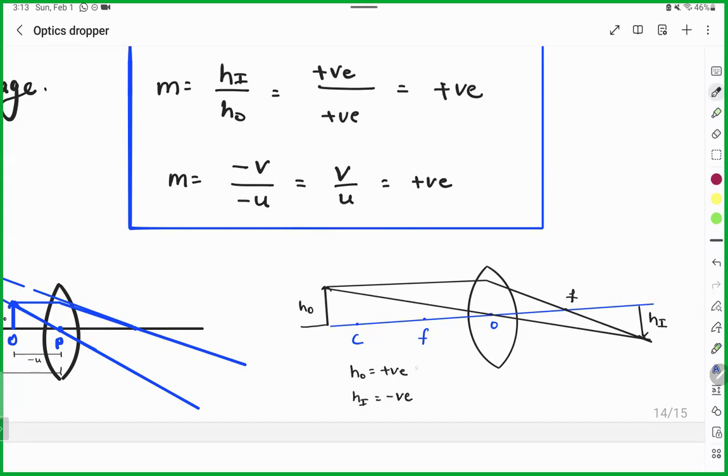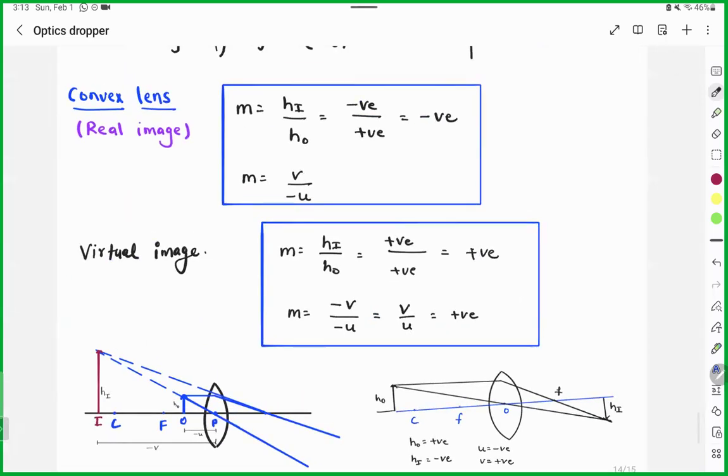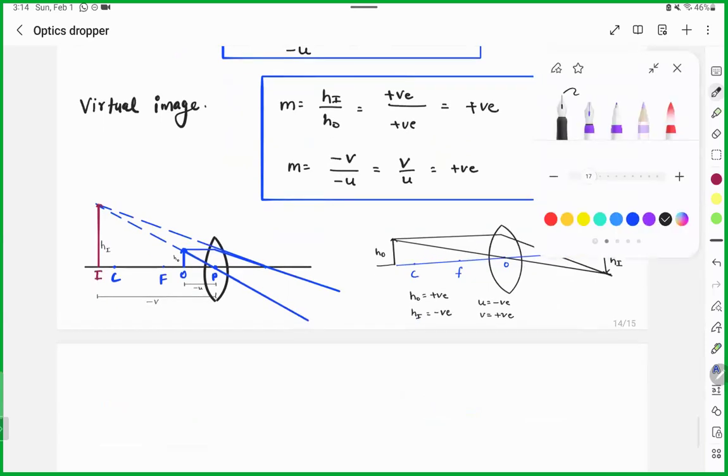Correct? If you say U is negative, but V is positive, that's why overall it is like this. For a real image negative, for a virtual image positive. Got it, guys? What will happen for the concave lens, Chandana?